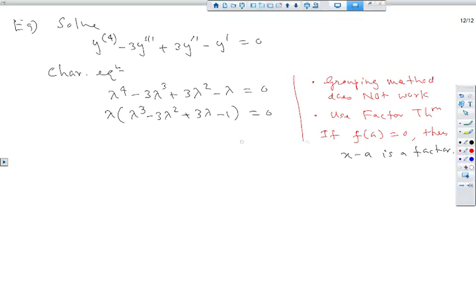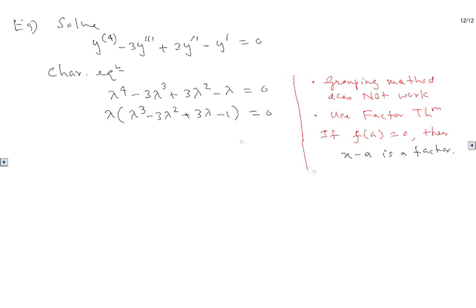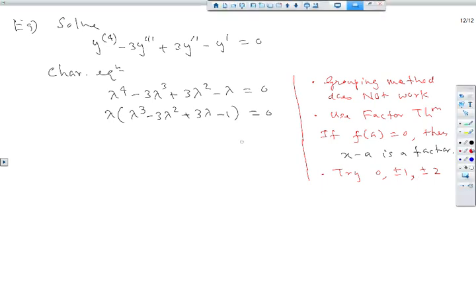Okay, but how do we use it? What we normally do is try the common ones: 0, plus or minus 1, plus or minus 2, easy ones, or maybe plus or minus 1/2. It's kind of limited, but it can still come to the rescue in certain situations. So you can try those easy ones. That's the idea. So let's use the same thing here.